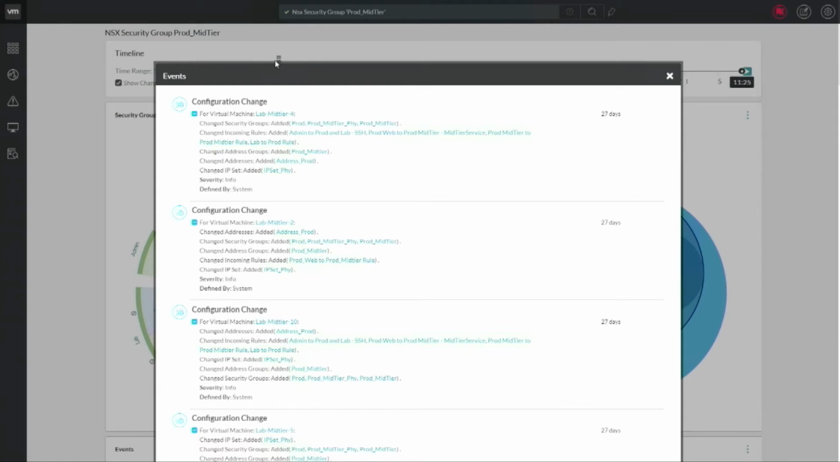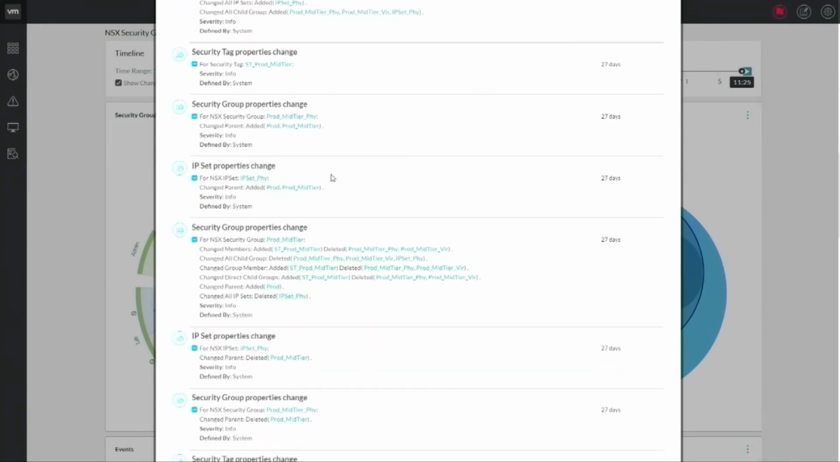caused that outage, that's when I can weave in our Log Insight product and the integrations we have there. In this case, though, I'm shown configuration information as well as VM membership changes, IP set changes from an NSX perspective. So it gives me a great deal of visibility into exactly what's been configured and when it's been configured or changed.